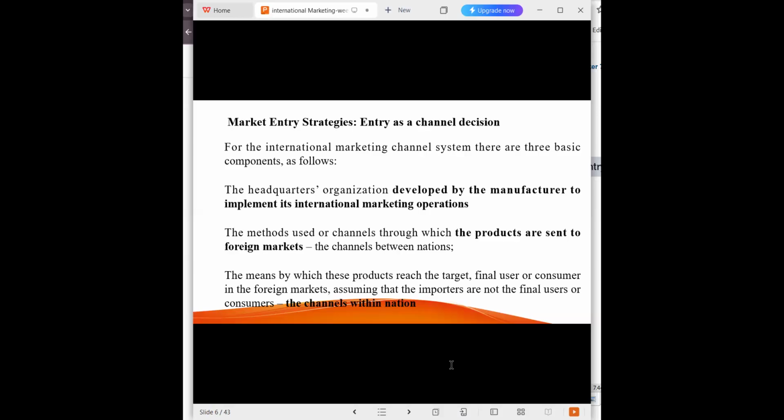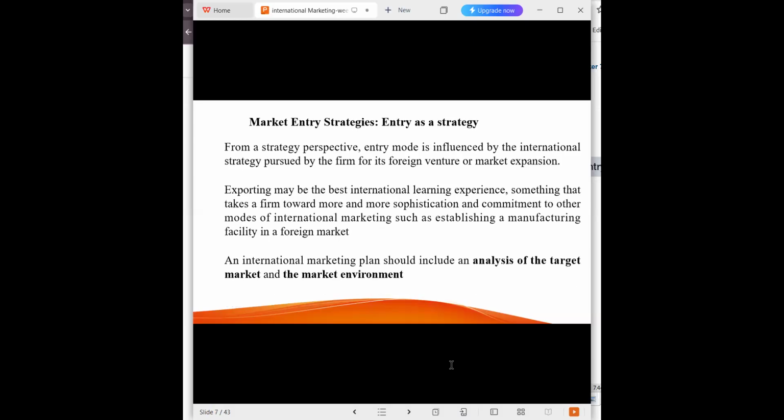Then the third one is the headquarters organization developed by the manufacturer to implement its own international marketing operation. So that is another decision whereby the organization has its own exporting unit to manage all this by themselves. So that is a channel decision structure that tends to affect the market entry strategies. Here it is saying that from a strategic perspective, entry mode is influenced by the international strategy pursued by the firm for its foreign venture or market expansion.